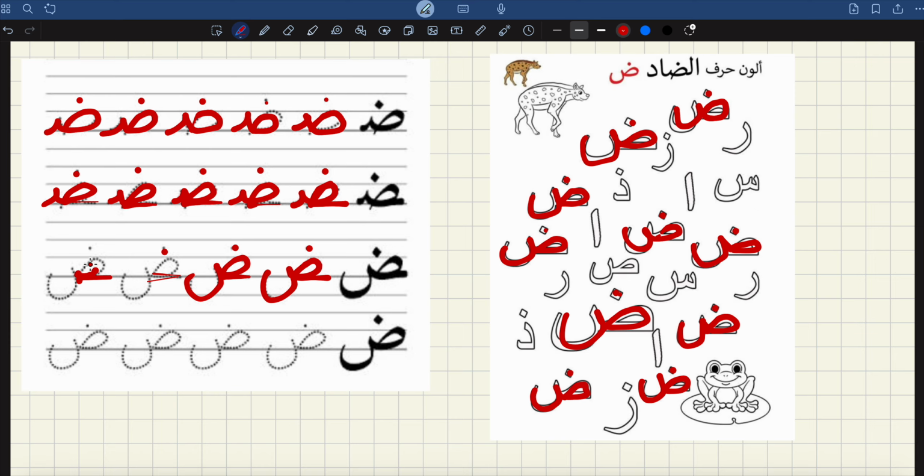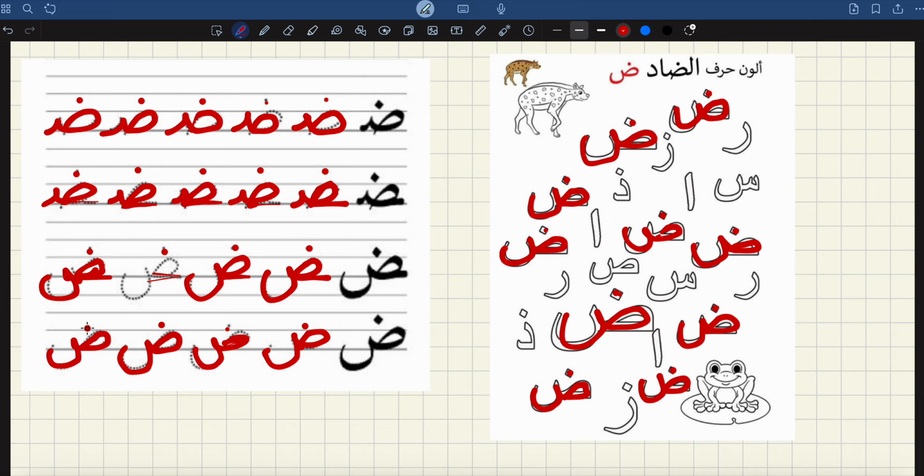There is a problem with my writing on the computer, but it's clear how you write the letter Dad. From this dot here, and after that the half circle. From here we write the oval shape, and after that the half circle, and don't forget the dot above the letter.